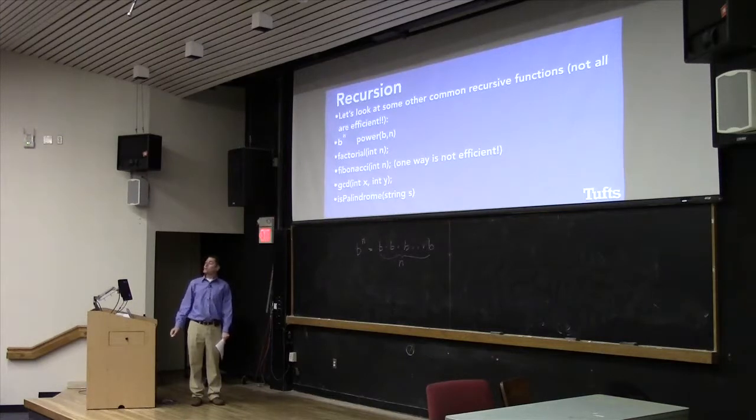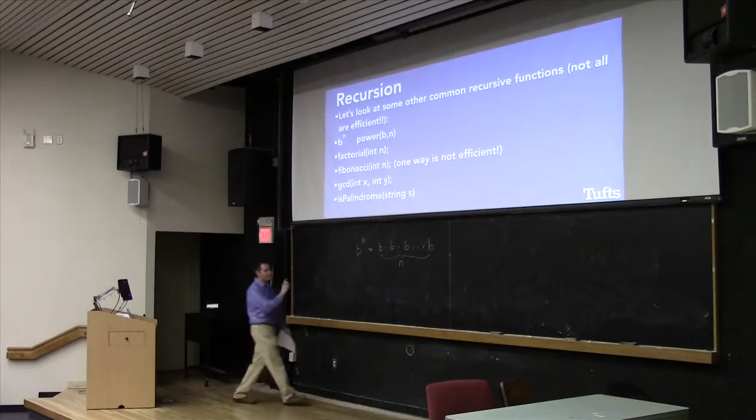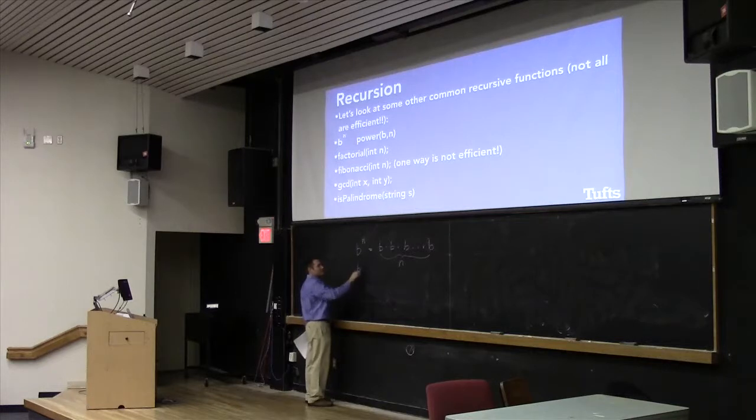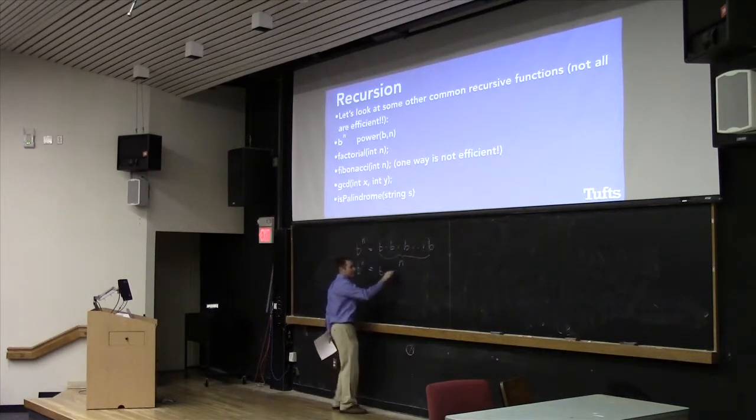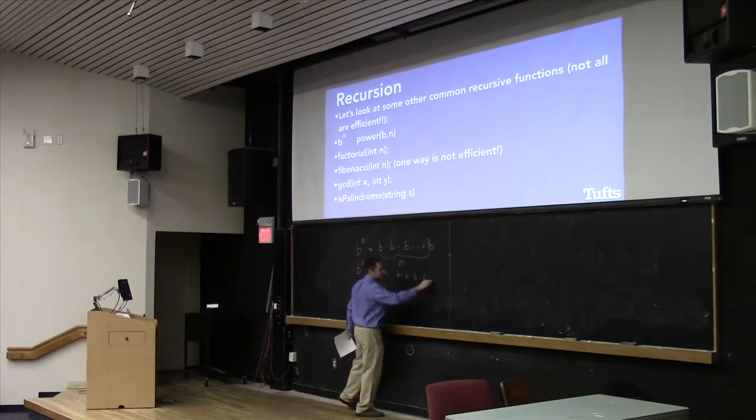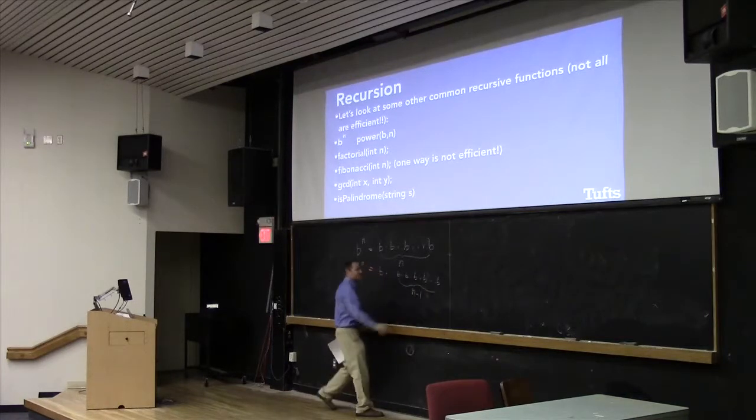We could rewrite this, though. If you rewrite this, you could say b to the n equals b times b times b times b dot dot dot, where this is now n minus 1.